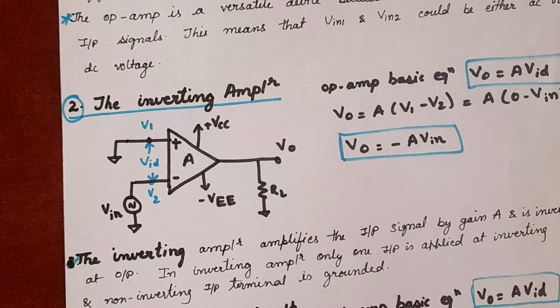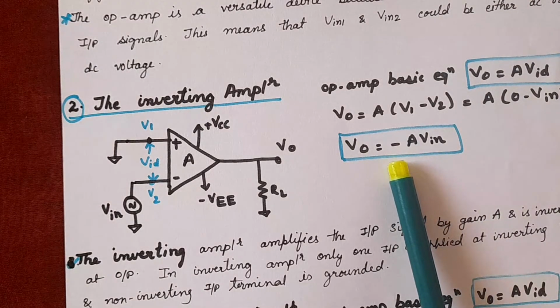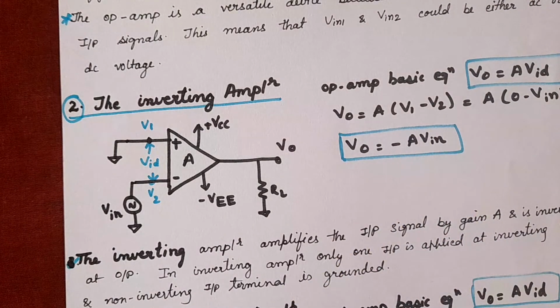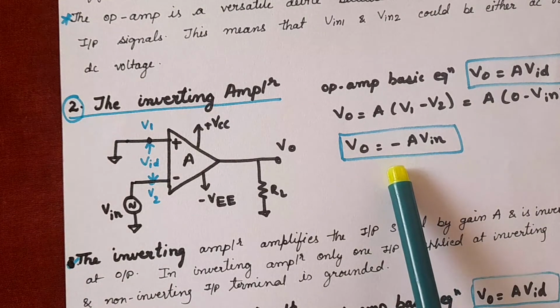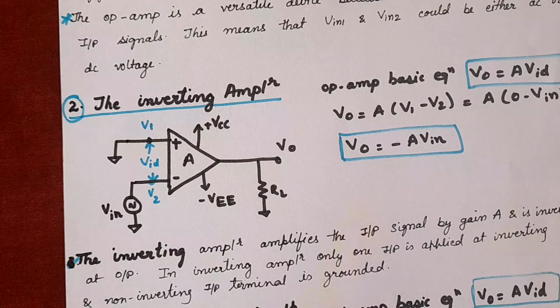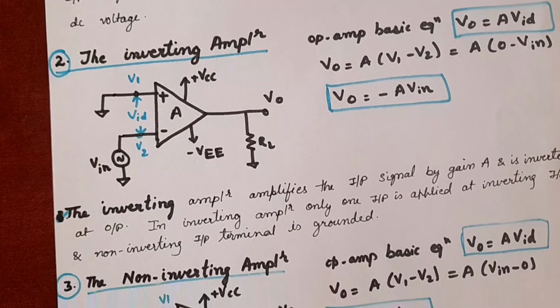The inverting amplifier amplifies the input signal by gain A and it is inverted at the output. In the inverting amplifier, only one input is applied at the inverting input and the non-inverting input terminal is grounded. The negative sign indicates that input voltage and output voltage are 180 degrees out of phase with respect to each other. Coming to the third configuration, the non-inverting amplifier.